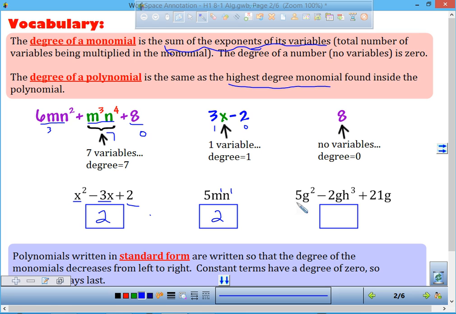Okay, again, another polynomial, and you have to be careful on this one. There are 3 terms. The degree for the first term is 2. The degree for the second term, remember you add the exponents of variables, we get 4. And the degree of the last term is 1. So the highest degree is 4, so the degree of the polynomial is 4.